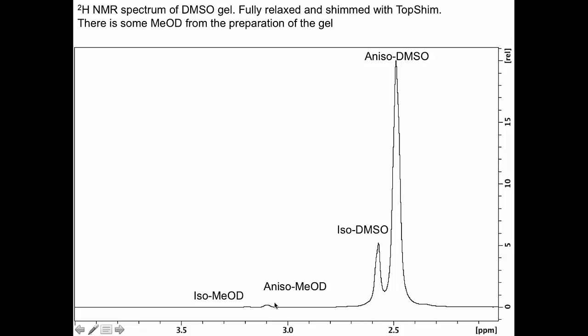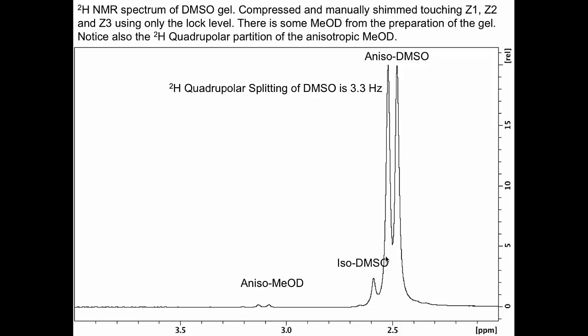There is some methanol from the way they were made. Now we make them, we polymerize them with acetone. So this is outside, this is inside, this is already a shim just with automatic shimming. This is different from the other case, and this is when you compress it. Okay? And then what I did is I just touched up Z1, Z2, Z3 using the lock level, and then here you can see the quadrupolar coupling for methanol, the DMSO that is outside, that is not anisotropic, and the DMSO that is inside with a quadrupolar coupling of 3.3 hertz.